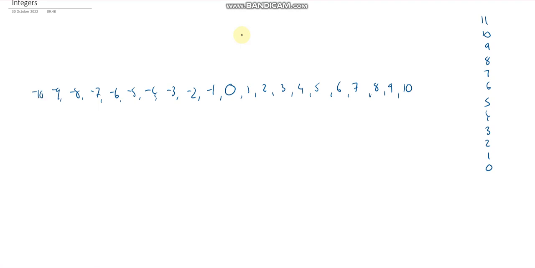Now, when does this really come up? Why is this useful? Well, the ones that come to my mind are money and temperature as well. This to me looks almost like a very big thermometer. So there are some applications, and we'll think about some of the rules we need to learn.